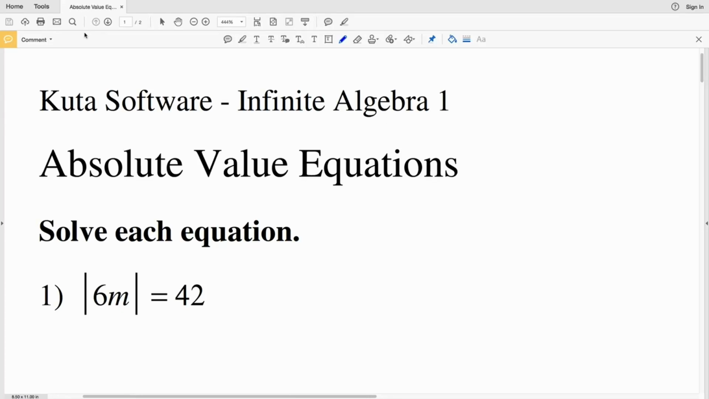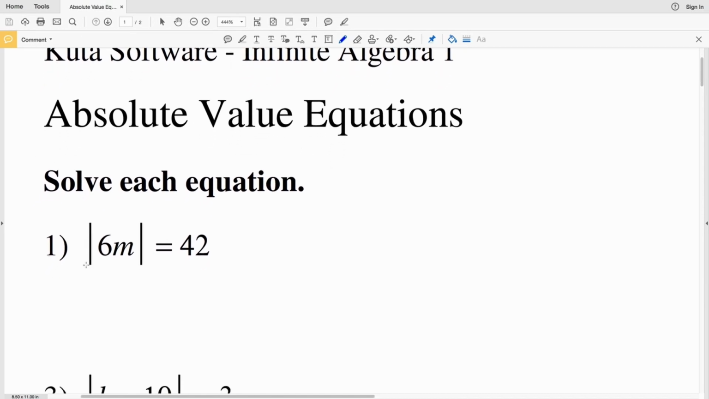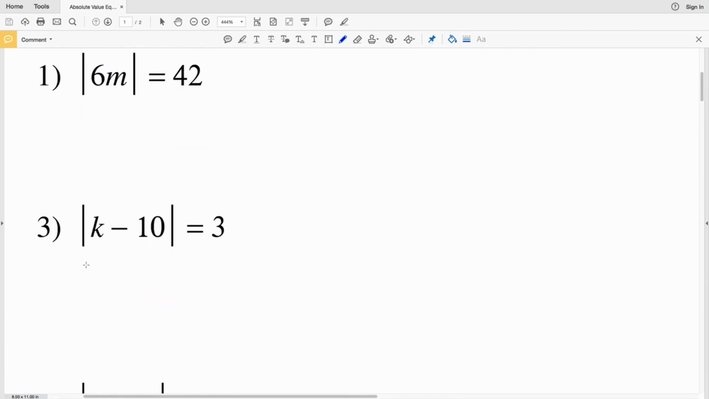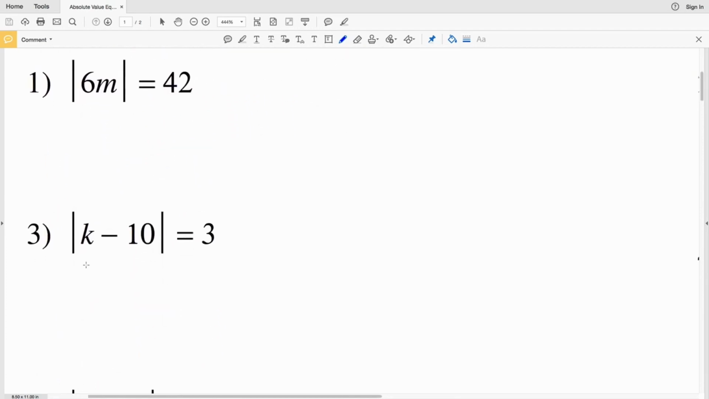In this video, we're going to start the Kuta Software free worksheet under Infinite Algebra 1, and it's going to be absolute value equations. I'm going to do all the odd problems in this worksheet, so numbers 1 through 17, going odds, and then in the next video, we'll do 2 through 18, finishing up the worksheet with the evens. So our directions are to solve each equation.